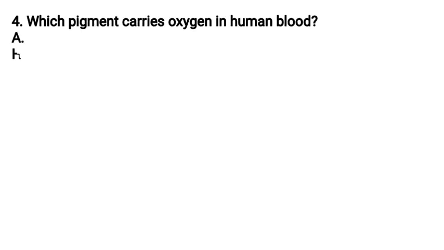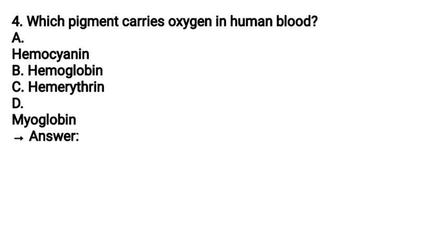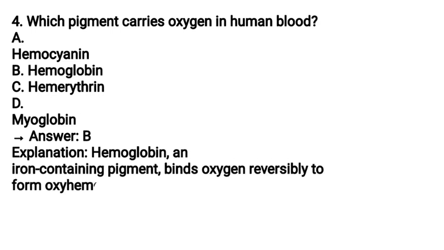4. Which pigment carries oxygen in human blood? A. Hemocyanin, B. Hemoglobin, C. Hemerythrin, D. Myoglobin. Answer B. Explanation: Hemoglobin, an iron-containing pigment.